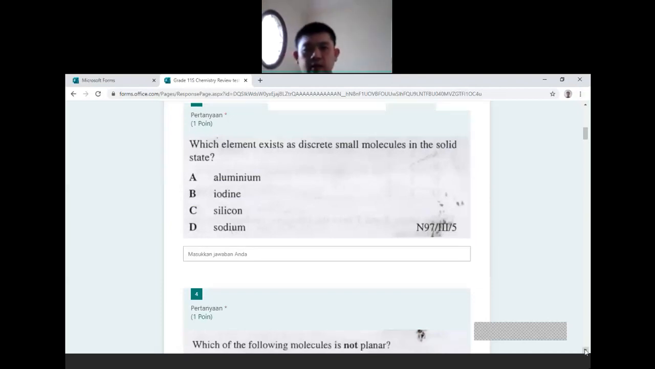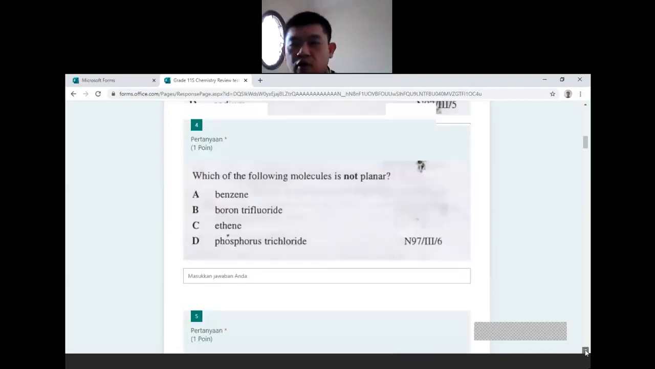Next, number 3 of the question. Which of the following molecules is not planar? We learned already that benzene has a hexagonal structure. It is a planar molecule. There is an overlap of the p orbitals.